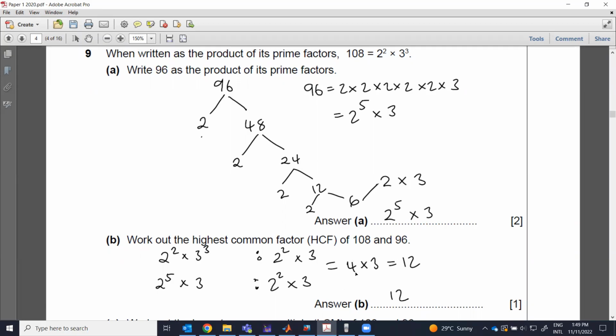Okay, so basically what you're doing is matching factors. From 108, you say, okay, you can give me 2 to the power of 2. That means this one can also give 2 to the power of 2. This one can give 3 to the power of 1. That means this one can give me only 3 to the power of 1, so this one can also match that with 3 to the power of 1. And that's how you work out the highest common factor.